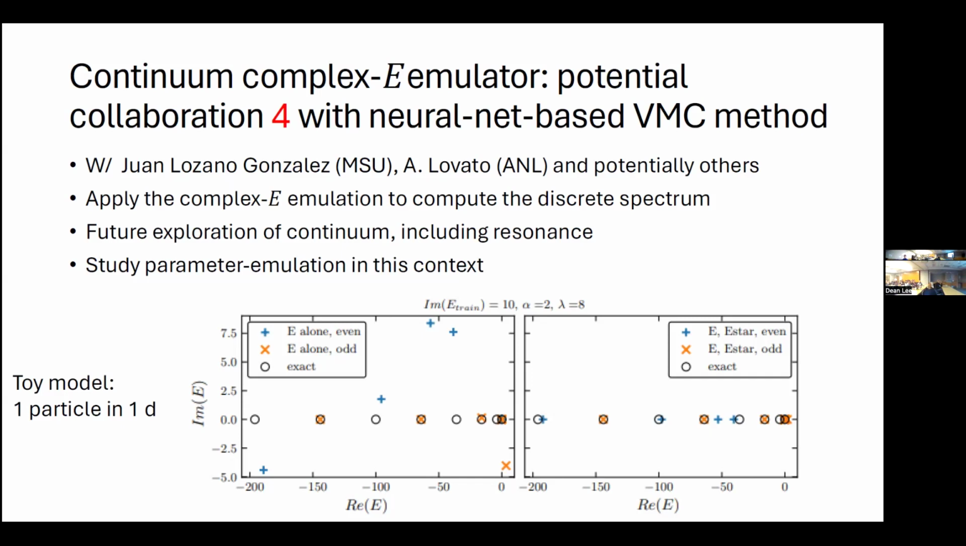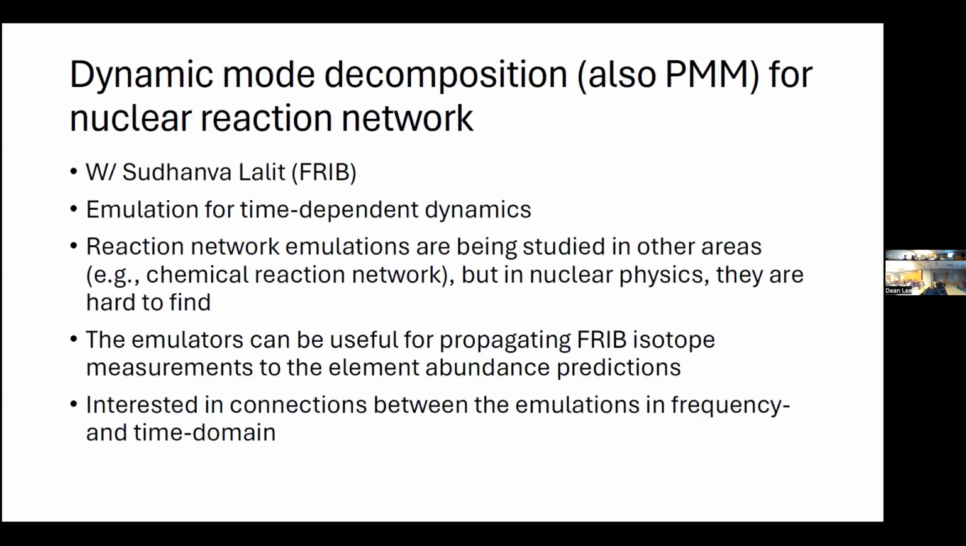This is a toy model, a single particle in one dimension, with some neural net solutions. And this is the exact result. From this idea, you can get a qualitative reproduction of those spectra. And of course, in the future, you can push it even further to think about resonances and all those things. And of course, parameter emulation is always associated with it. Okay, I don't have time here. Just quickly mention that this was actually in the proposal initially, the five-year proposal, about emulating the nuclear reaction network.